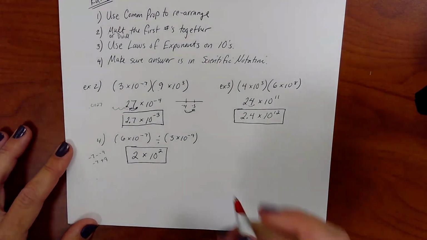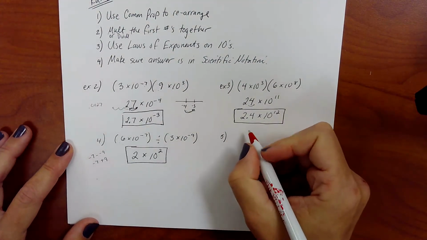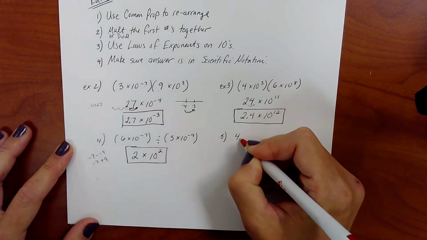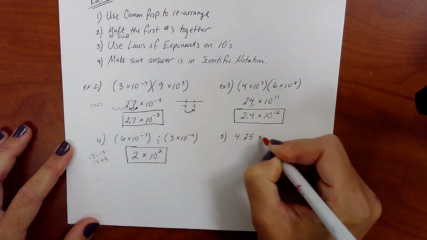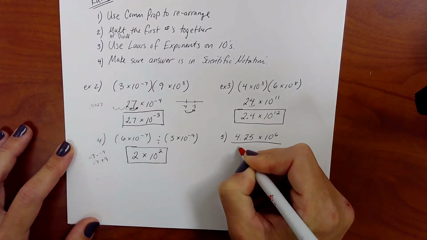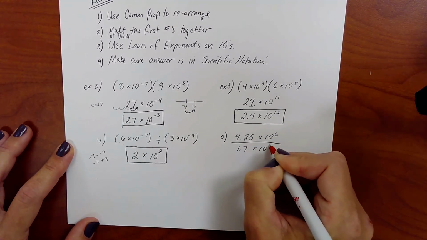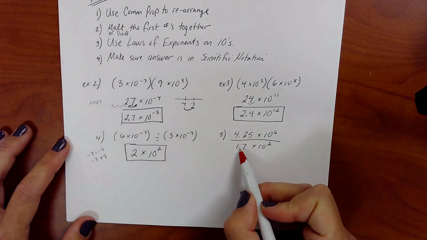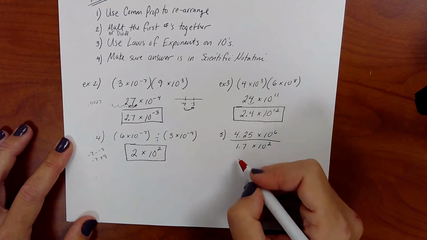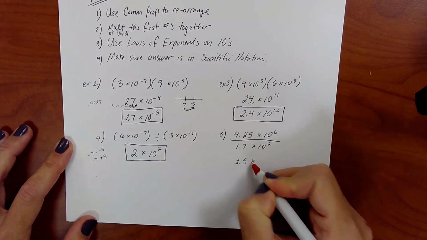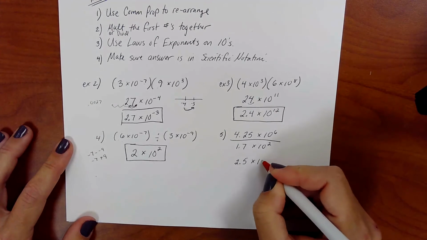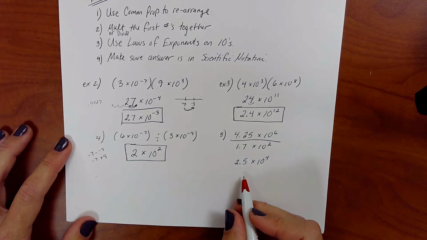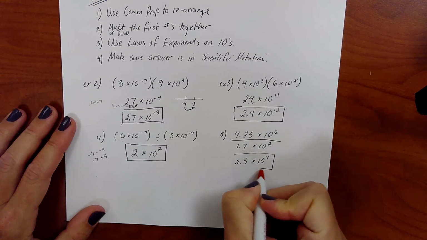All right, let's try another dividing one. Let's see if I write it like this. 4.25 times 10 to the 6th over 1.7 times 10 to the second. Can I use my calculator for 4.25 divided by 1.7? I'll allow it. So when you do that, you get 2.5. And what do you get for the tens? That would be 6 minus 2, that'd be 4. Is that in scientific notation? Yes, it is.